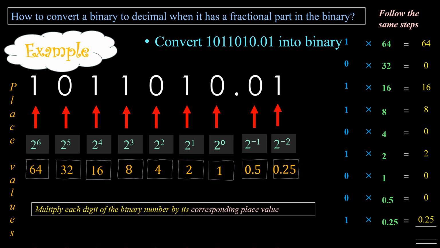Now you have to add those numbers as you do as usual. When you add, you get 90.25. So the answer is, when you convert 10111010.01 into a decimal number, you get 90.25.